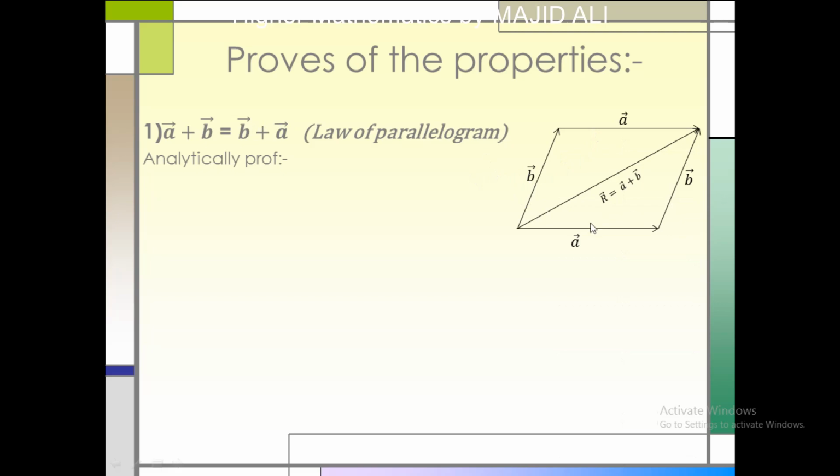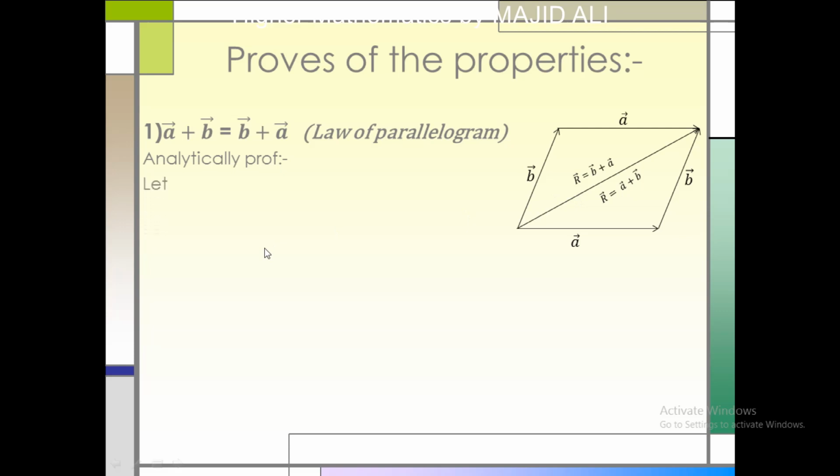This is the left hand side, a plus b, which is equal to a plus b, and this is b plus a, which is the right hand side, and the resultant vector is the same as we have seen. This is the law of parallelogram. The resultant is the diagonal of the parallelogram.